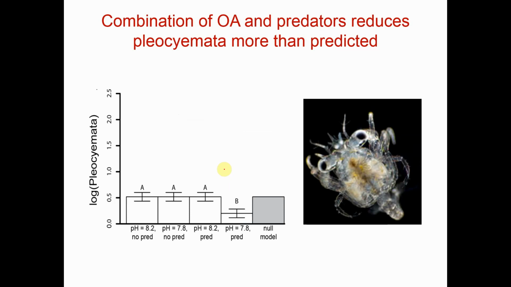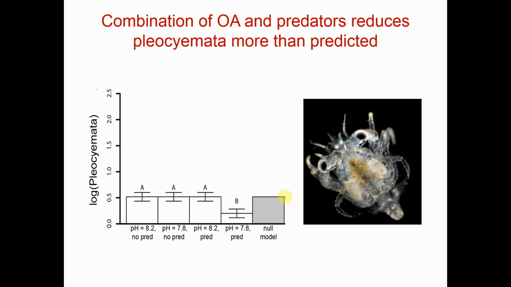We actually found that the combination of ocean acidification and predators reduces plicosomatids, or crab larvae, more than predicted. This is a little baby crab. They're actually kind of cute. What we see is this is the amount of crab larvae you observe under ambient conditions with no predators. If you increase acidity, you get no real change in the number of crab larvae. If you just add a predator, you get no real change in the abundance of crab larvae. If you add acidity and a predator, the crab larvae drop down, which is much more than we'd expect based on a null model.